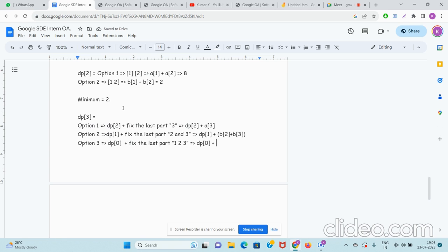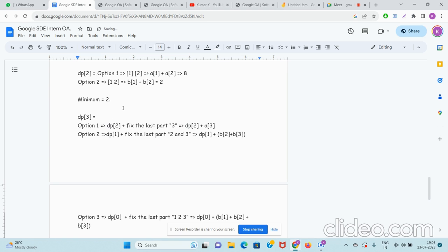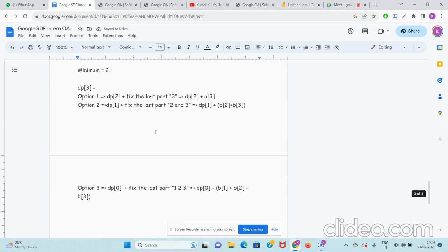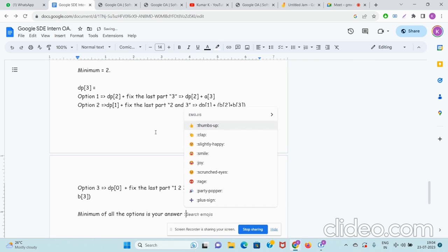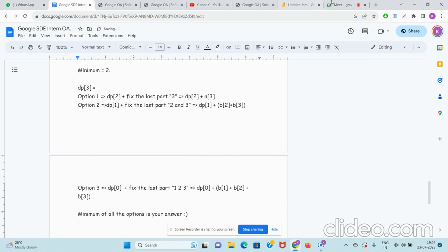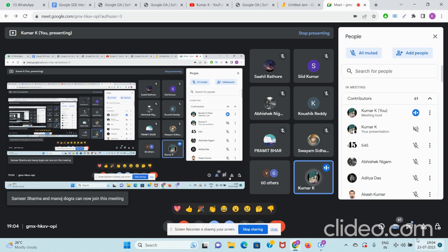So guys now what will be the cost? B of 1 plus B of 2 plus B of 3. Now in this case, what will be the answer, guys? Minimum of all the options is your answer, and this is the partition DP concept. Clear, guys? Great going. Everyone understood how we calculate DP of 3.